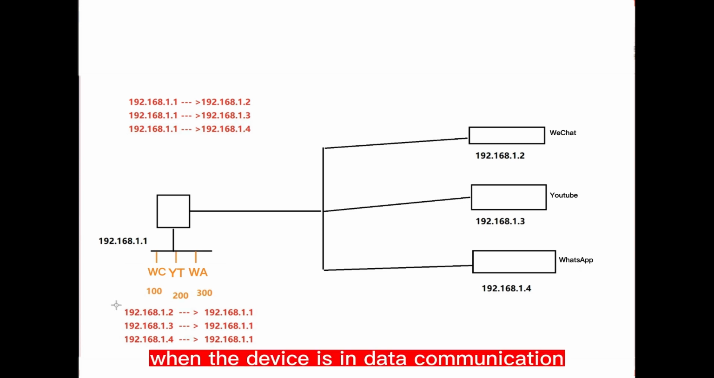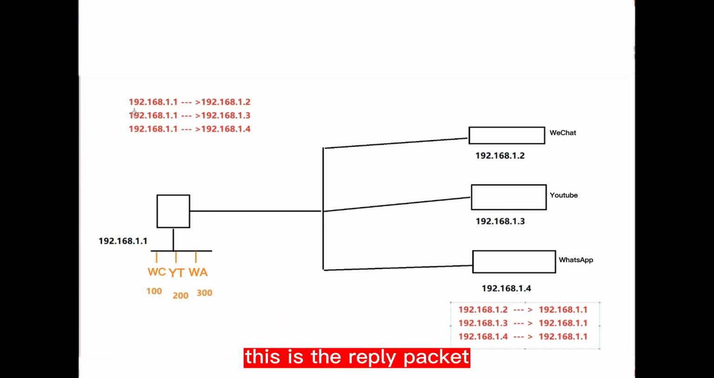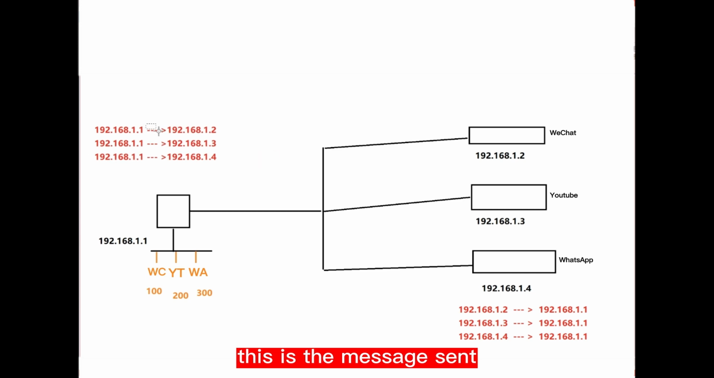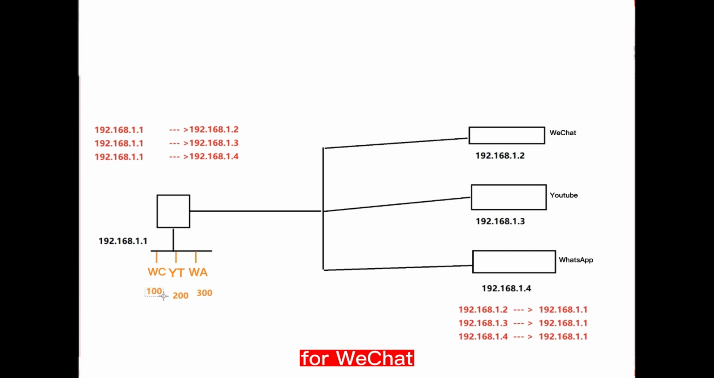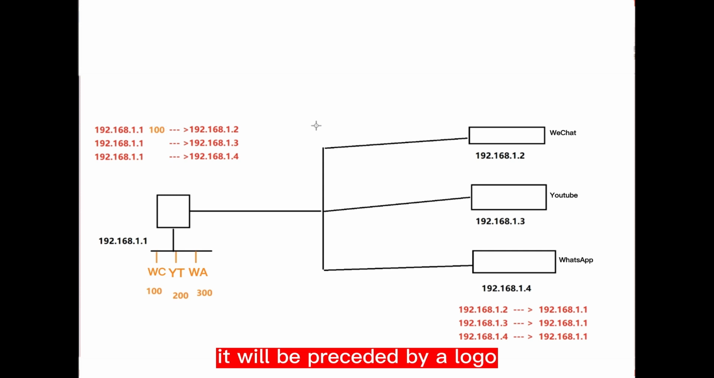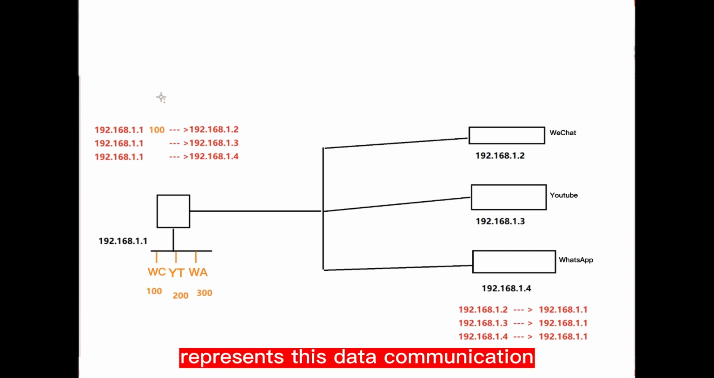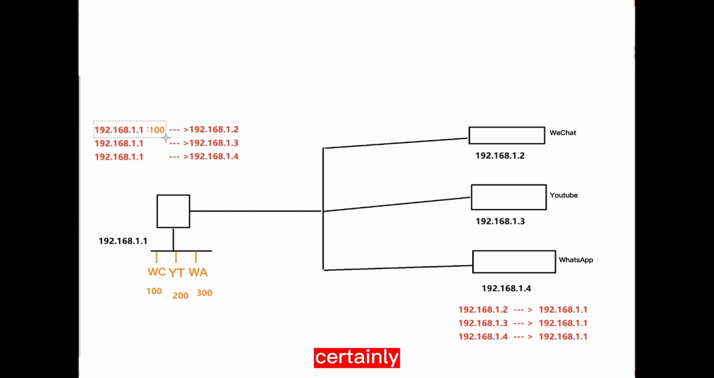When the device is in data communication, it will carry these parameters. Please pay attention. This is the reply packet, and this is the message sent. In it, we'll add something. For WeChat, when the device accesses 192.168.1.2, it will carry the local port number of 100, preceded by a colon. This represents that the data communication was initiated by the local WeChat.